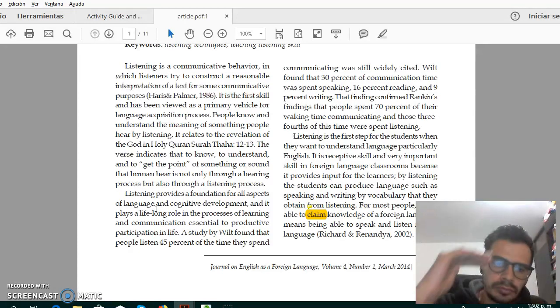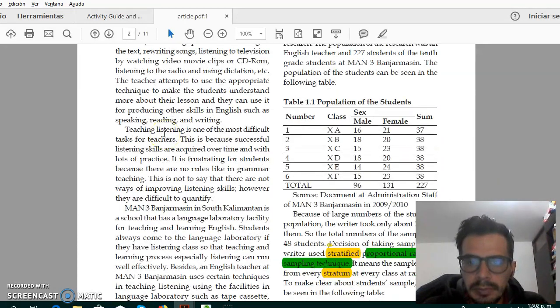In this case, for this population, there are 6 groups. We can see in this square, in this matrix, the total population, 227. There are 6 groups: number 1, 2, 3, 4, 5, and 6, and these groups are divided by sex, male and female.